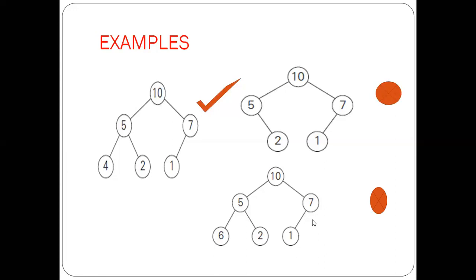So if it is a heap, it should satisfy two properties: one is the shape property and the second is parental dominance. Parental dominance means the parental node should have a value greater than its children, and the shape property means it satisfies the complete binary tree concept.